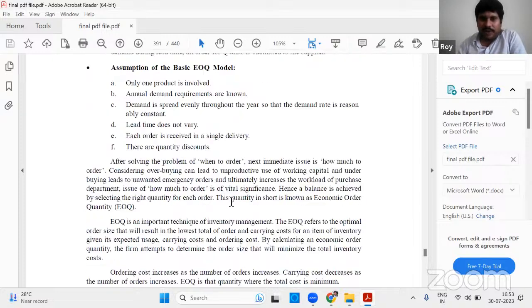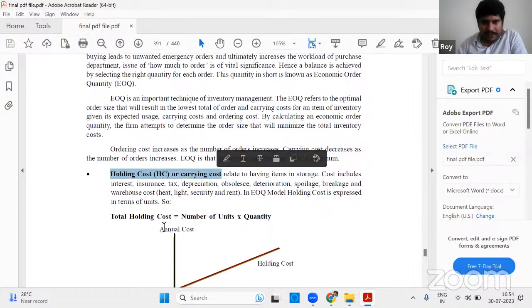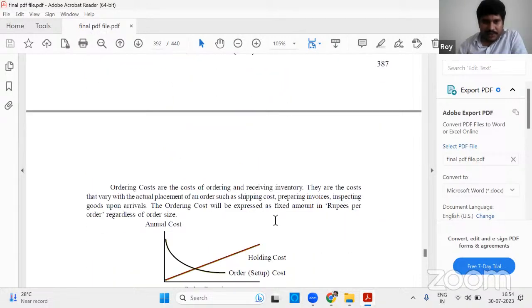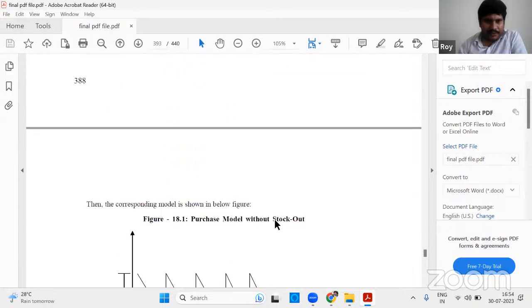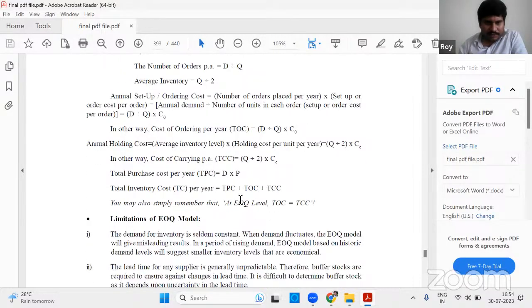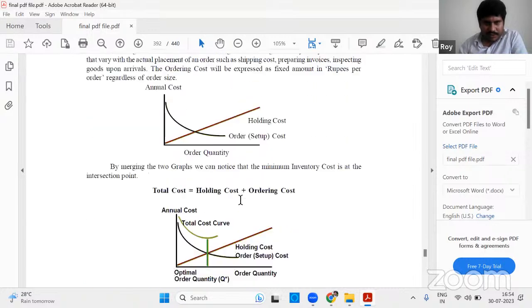In the EOQ formula, there are two important things: holding cost or carrying cost, and ordering cost. The total holding cost is equal to number of units into quantity. Where is the formula here? I didn't put it properly. Yeah, there is the final formula. This one. And this is ordering cost. The formula is not given.